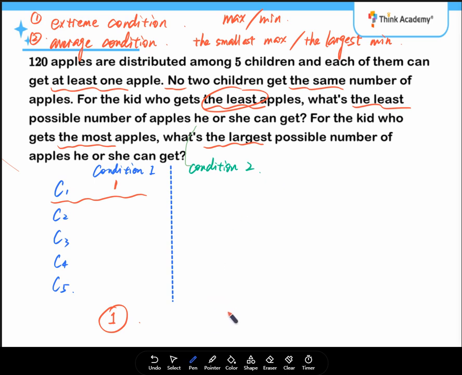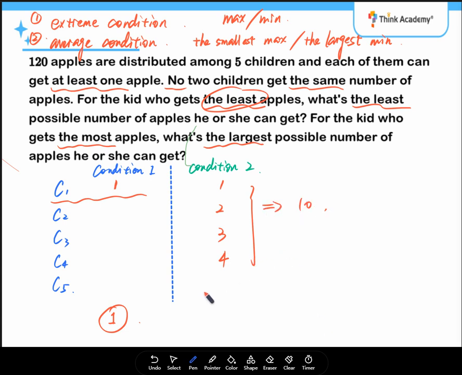So, if you want to make sure this is the largest, for example, child 5 gets the most, what we need to do is to make sure all others get as few as possible. Am I right? All others get as few as possible. So could it be 1, 1, 1, 1? Is it possible? Yes or no? Very good. I can see lots of you shaking your hands. No, it's not, because all numbers need to be different. So it should be at least 1, 2, 3, and 4. Am I right? And you can find the sum of 1, 2, 3, 4 is 10.